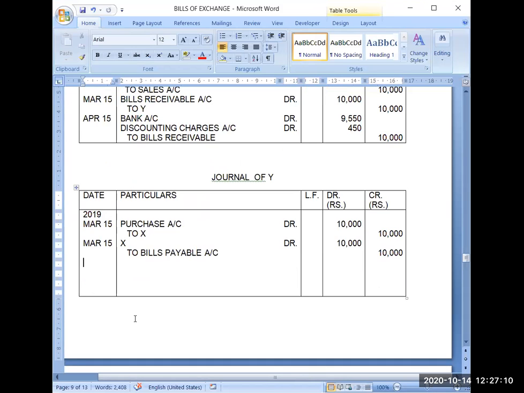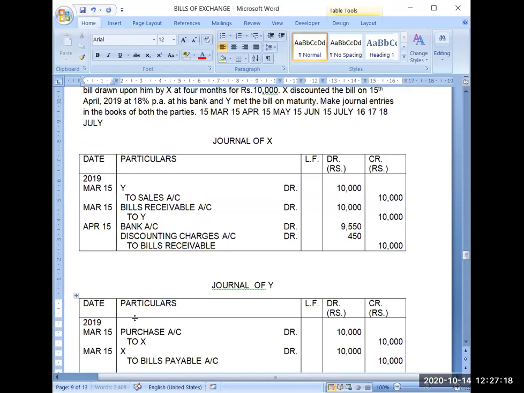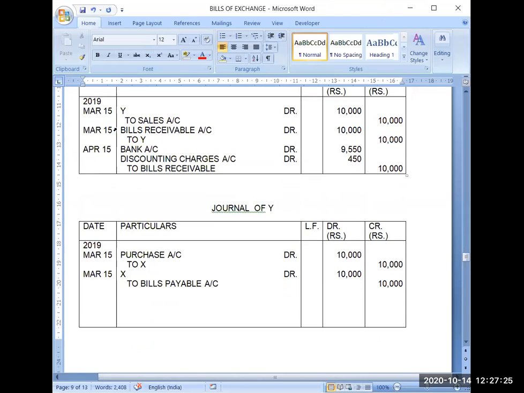So now on the due date, the due date is April 15. No, not April 15. We have to calculate the due date because the bill was written on, yeah, the due date was 18th of July. Due date was 18th of July.